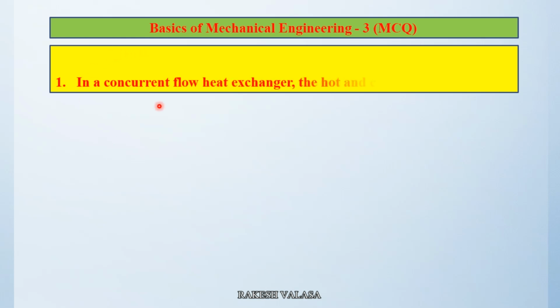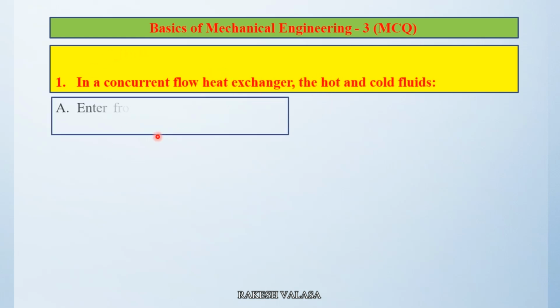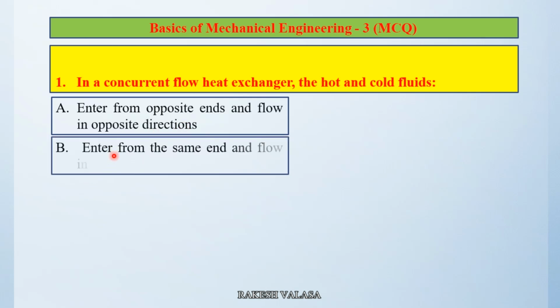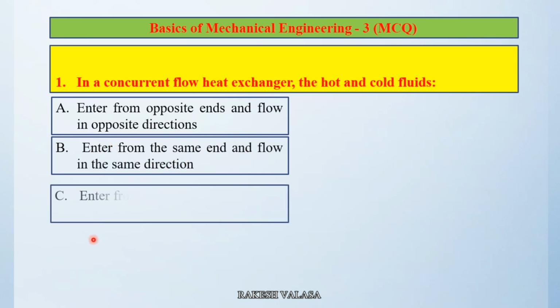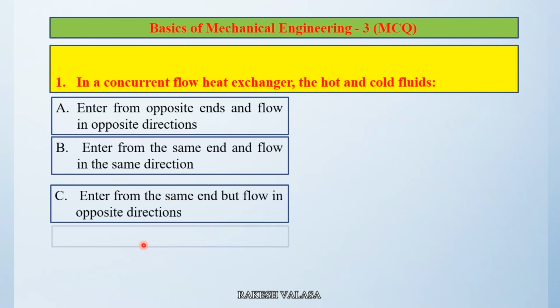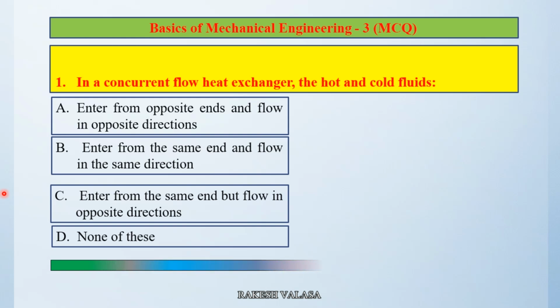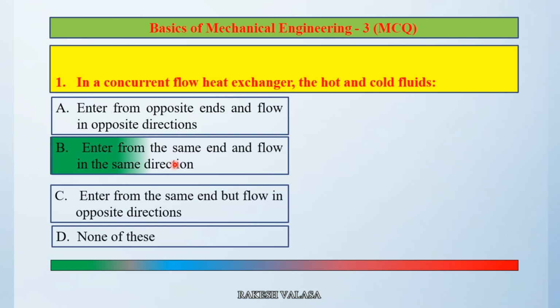In a concurrent flow heat exchanger, the hot and cold fluids: Option A, enter from opposite ends and flow in opposite directions. Option B, enter from the same end and flow in the same direction. Option C, enter from the same end but flow in opposite directions. Option D, none of these. The correct answer is option B, enter from the same end and flow in the same direction.